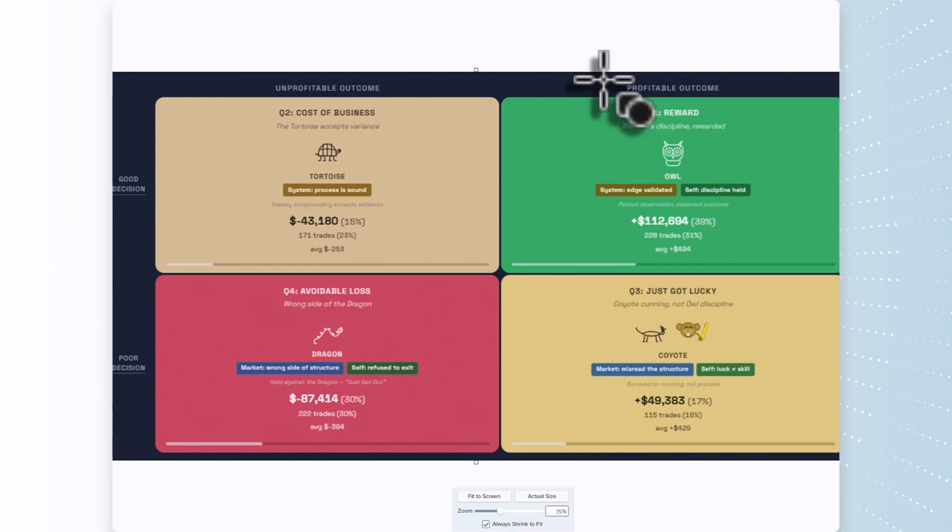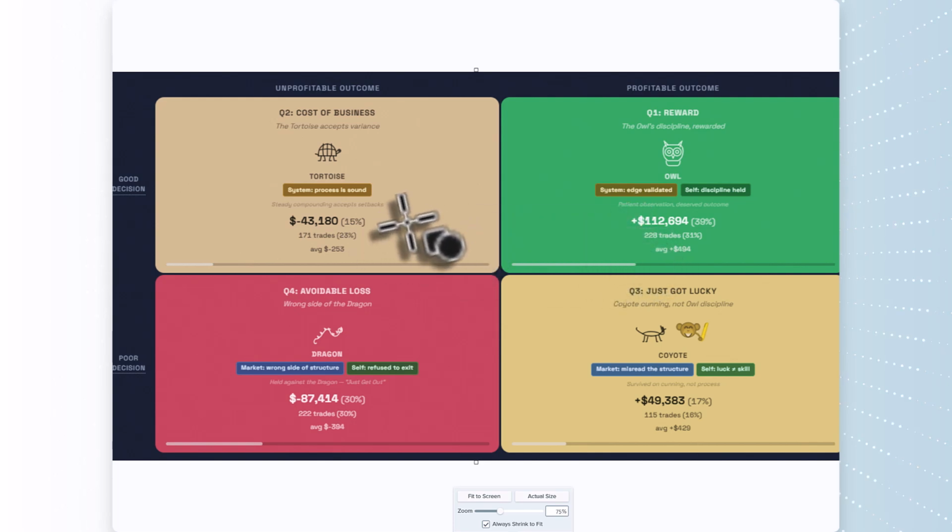So let's start with when he followed his rules and he made money. That happened 39% of the time. When he followed his rules and didn't make money, that happened 15% of the time. So his winning rate to losing rate was 2.5 to 1.